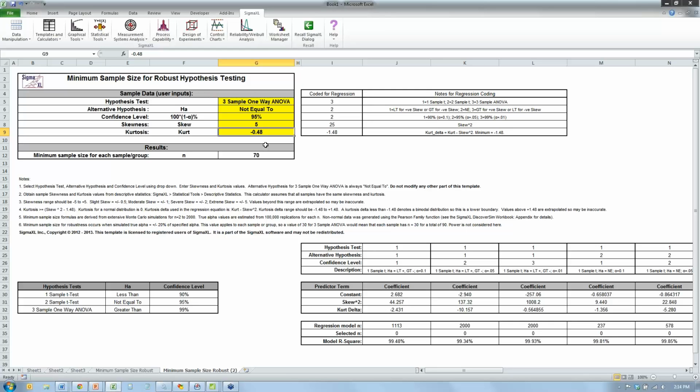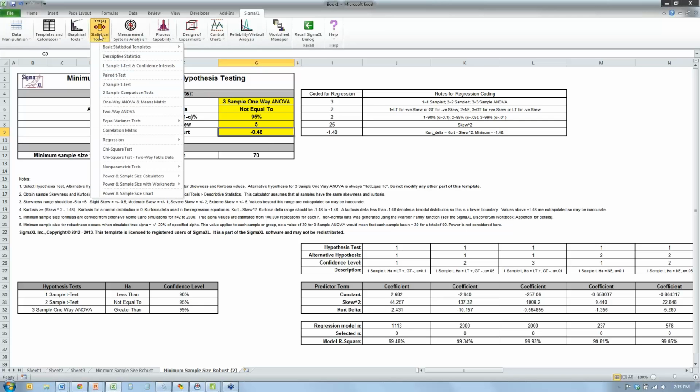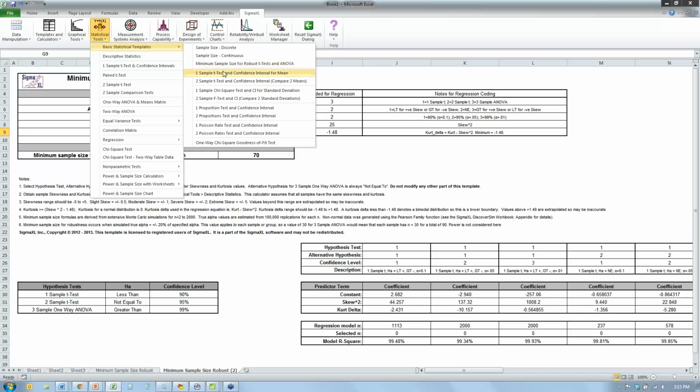That's all I'm going to say on the minimum sample size for robust hypothesis testing. In the SigmaXL workbook, we include reference papers as well, other papers that have been published on the topic of robust hypothesis testing and minimum sample size and so forth. So you can see that our work is building upon other people's work. But what we did here was, with these Monte Carlo simulations, put it all together into a template so that it's easy to use.